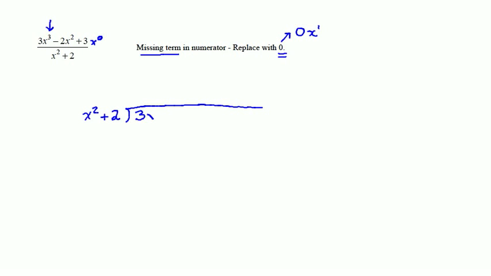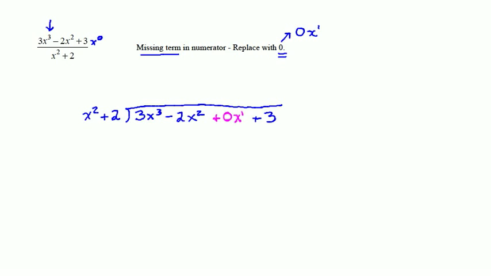So I'm going to write this as 3x to the power 3 minus 2x to the power 2. This is where I'm going to fill in that 0x to the power 1 term. And then we'll finish with that plus 3, which is my degree 0 term.